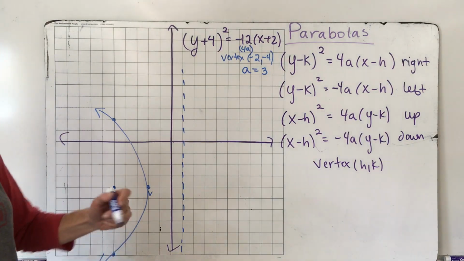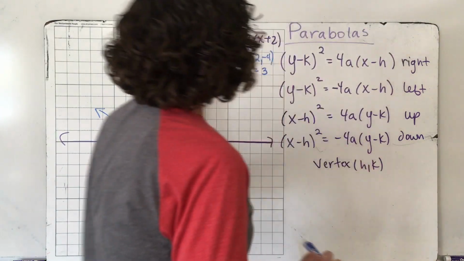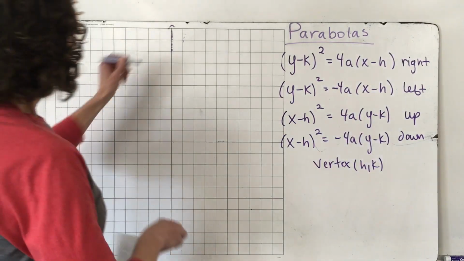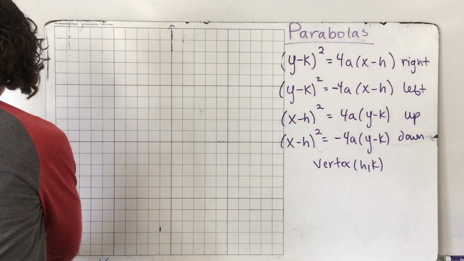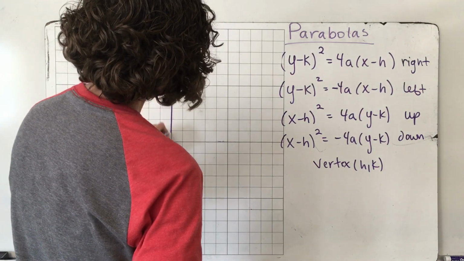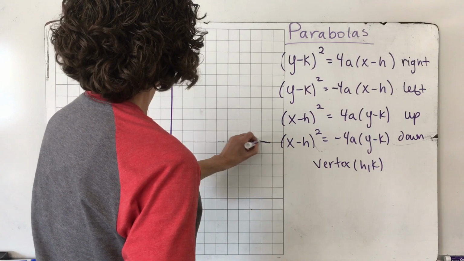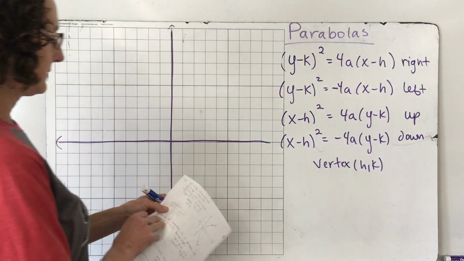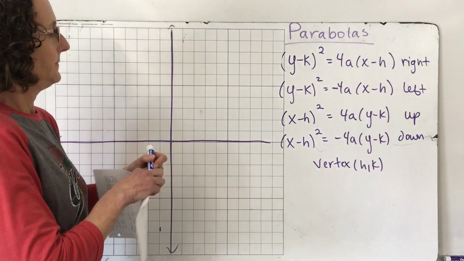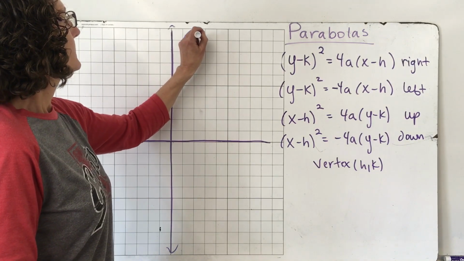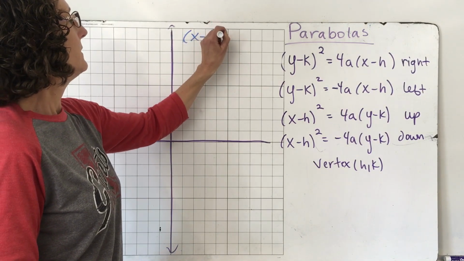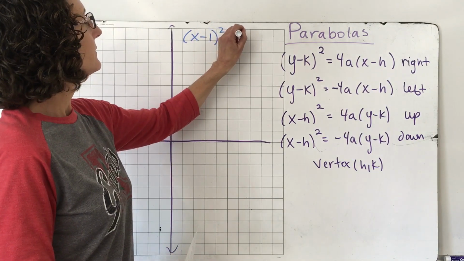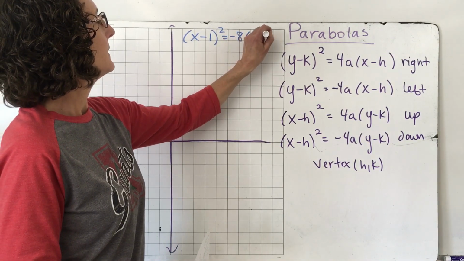Okay, so let's try one that opens a different direction. Okay, so redraw a nice graph for me. And the equation that we're going to use this time is going to be (x minus 1) squared equals negative 8(y minus 4).